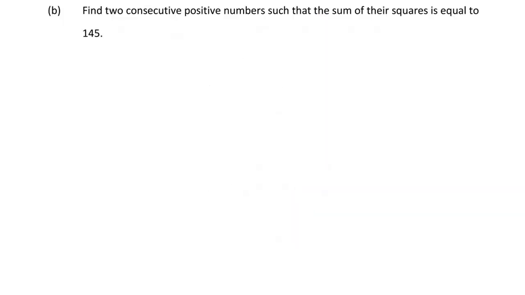Part B, find two consecutive positive numbers such that the sum of their squares is equal to 145. Okay, so we have to note that consecutive numbers differ by 1. So first we are going to let the first number be x. Then the second number is going to be x plus 1. Okay, so now the sum of their squares is going to be x squared plus, in brackets, x plus 1, squared equals 145 as given from the question.